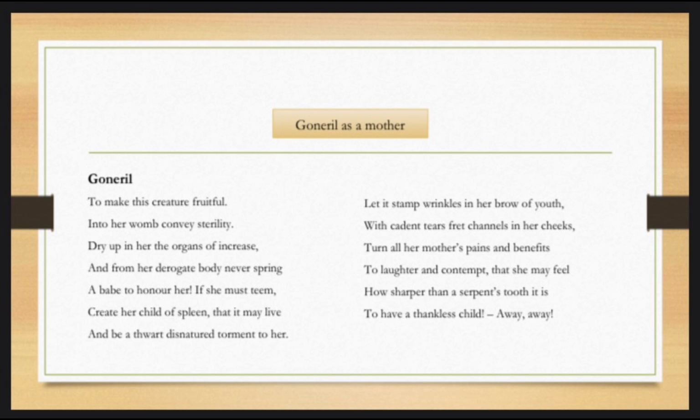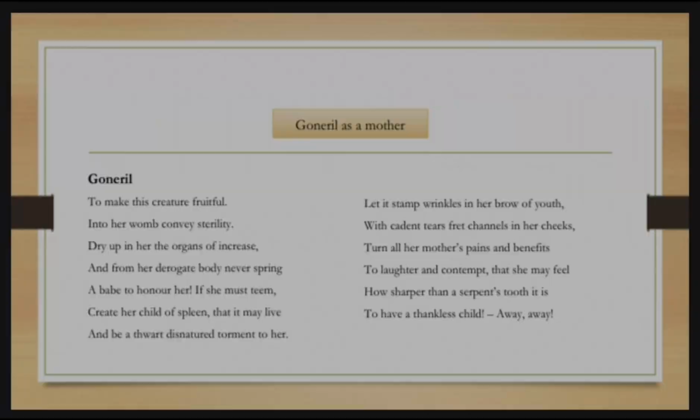Another point is that Goneril is not a mother in the play, and if Goneril were a mother, she would treat her father differently, especially when she hears such words as he says: "If from her delicate body never spring a babe to honor her, if she must teem, create her child of spleen, that it may live and be a thwart disnatured torment to her." Actually, reading this, I would say that if Goneril were a mother, she would at least ponder her father's words, and she might understand how heavy her deeds are on his heart.